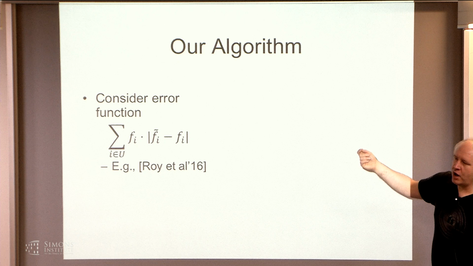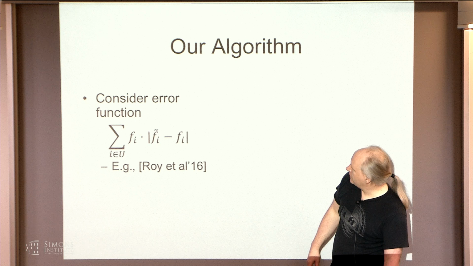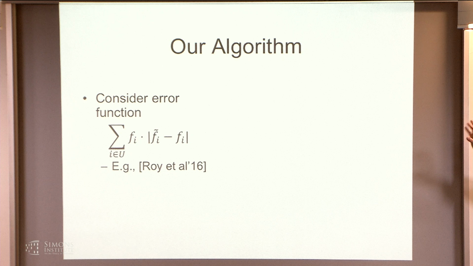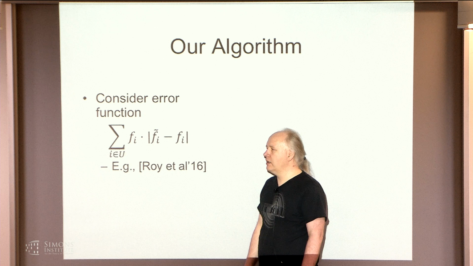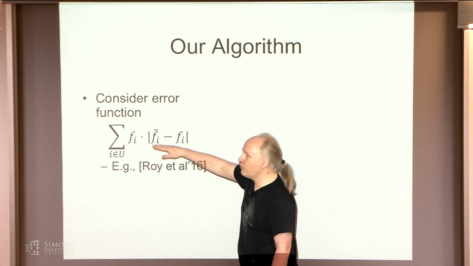So you want to make fewer errors on the heavy hitters, okay? This is an error function that often occurs in practical papers, not much in theory, but for example, this paper uses a variant like this. Generally, in practice, people use all sorts of loss functions. This is one of them. I believe that Vova, in his papers, actually used the opposite. You took this and divided by fi, so this is the average relative error. Yeah, there are various types of loss function you can use. I will use this one.